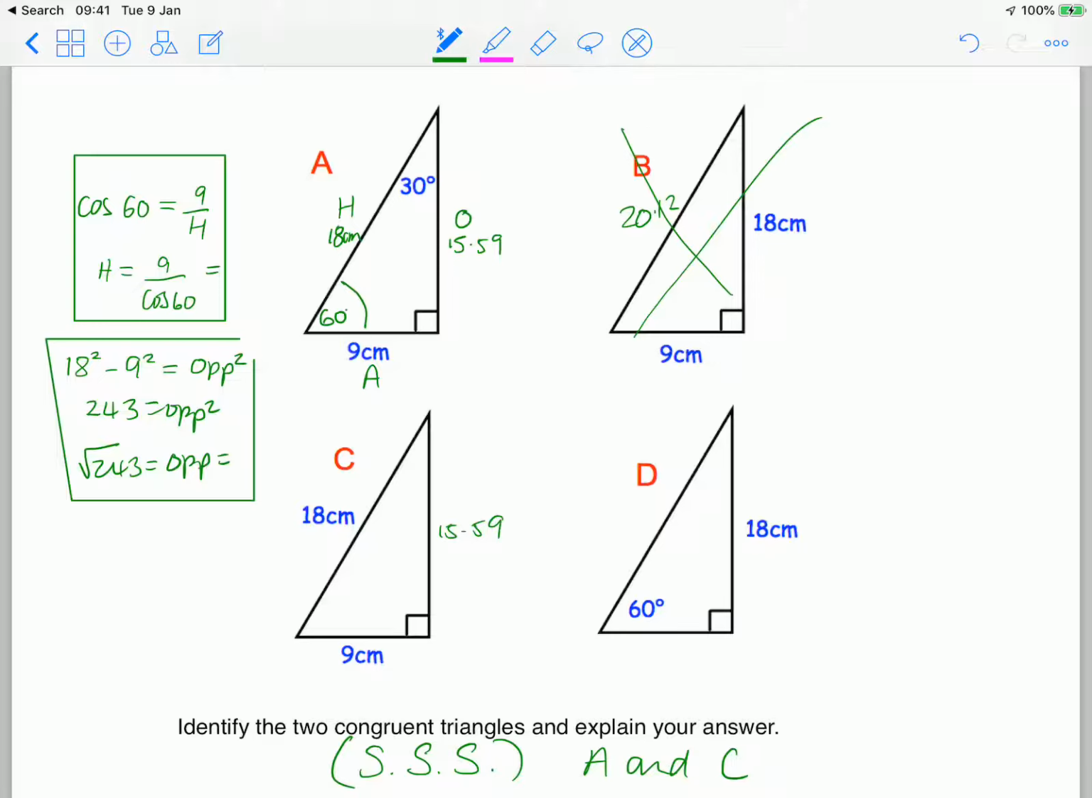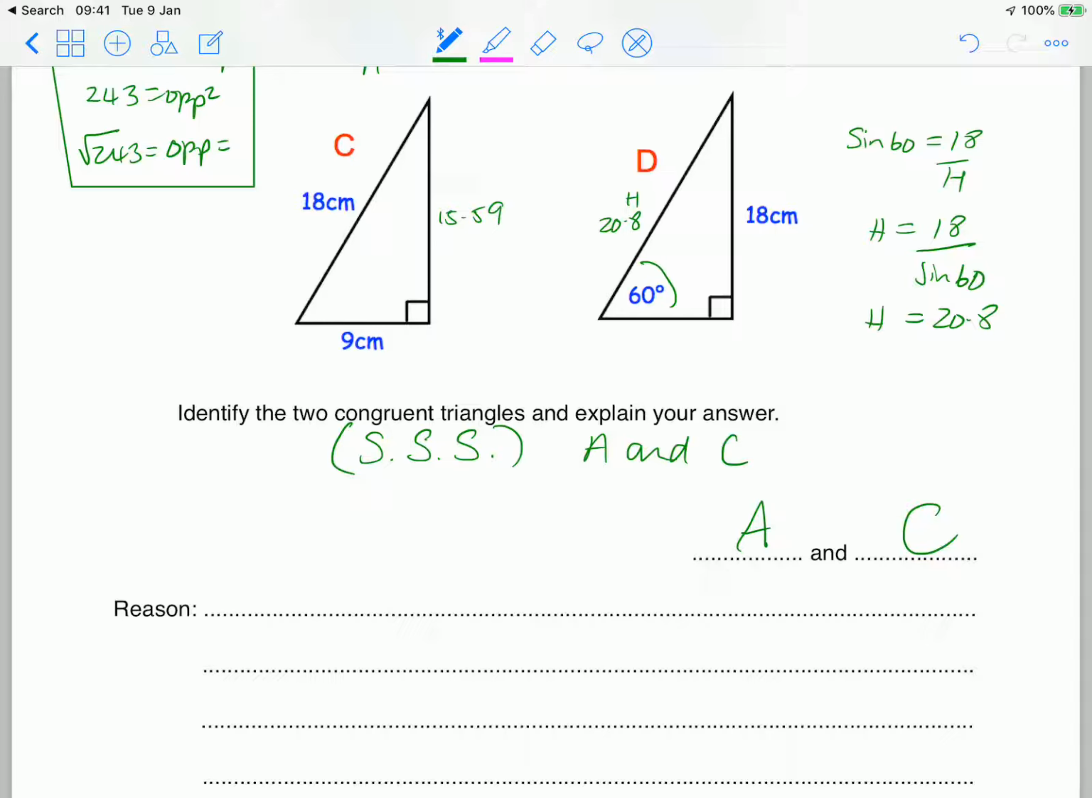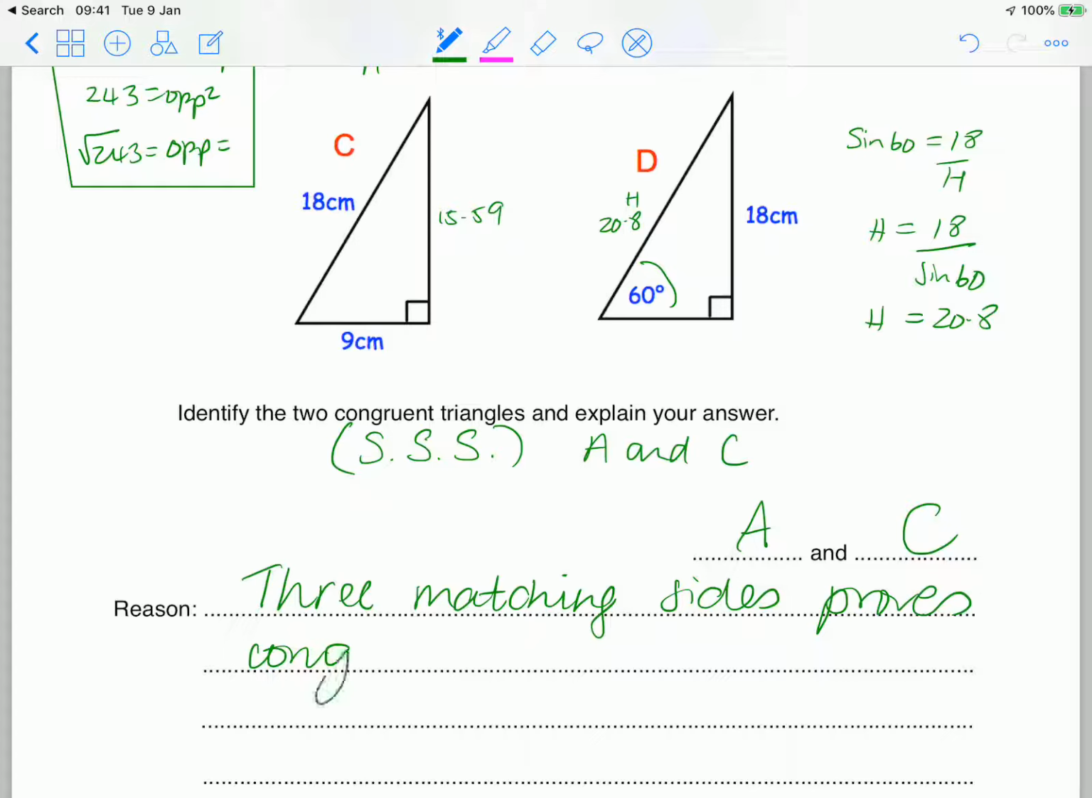So if I use that 60 degrees, the 18, and I want to find the hypotenuse, opposite, hypotenuse, I'd be using sine. So sine of 60 equals opposite over hypotenuse. Hypotenuse equals 18 over sine of 60. The hypotenuse comes out as being 20.8. Yeah. So it's definitely A and C. So here, A and C, 3 matching sides. Proves congruency.